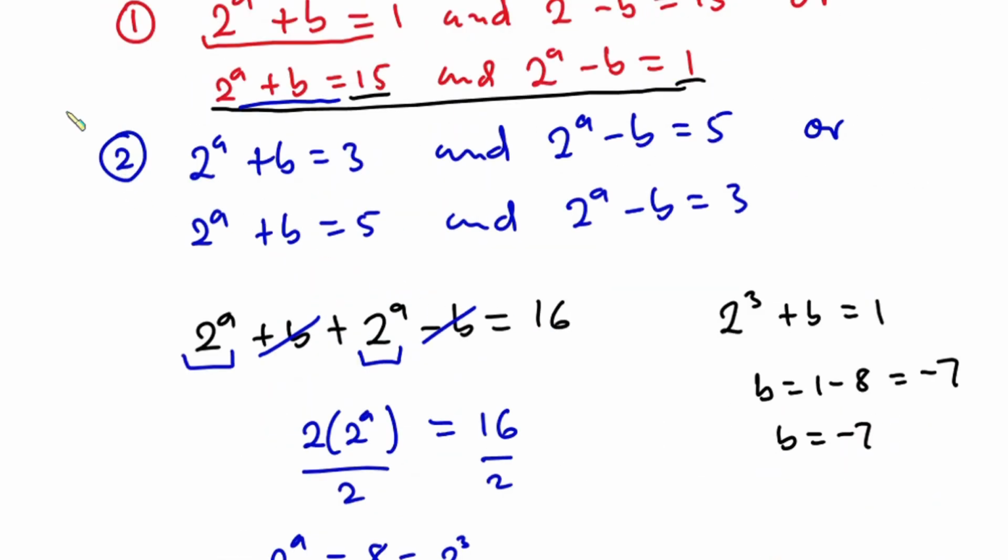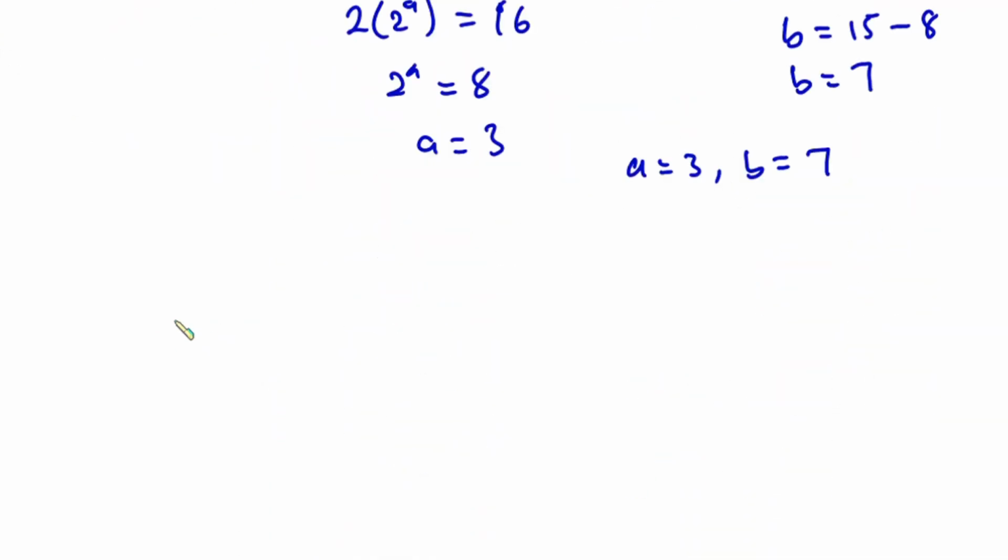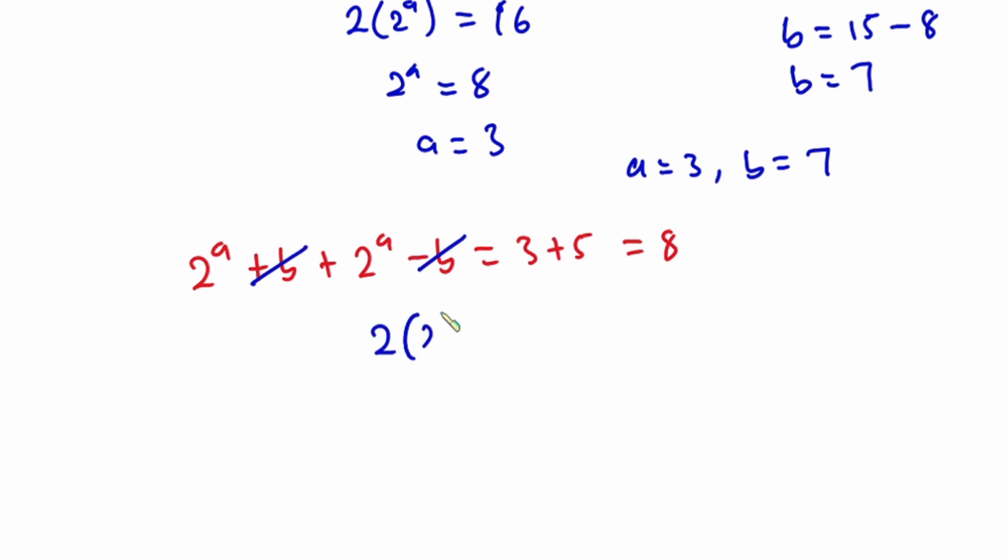So let's come to the second case. From the second case, let's sum these two equations. So we have 2 to the power a plus b plus 2 to the power a minus b is equal to 3 plus 5, which is equal to 8, right? So straight away you can see that this one and this one will go. Now we have 2 into 2 to the power a is equal to 8. Dividing each side of the equation by 2, we have 2 to the power a is equal to 4. And 4 is the same as 2 to the second power. Now you can see the bases are the same, so this implies that a is equal to 2.